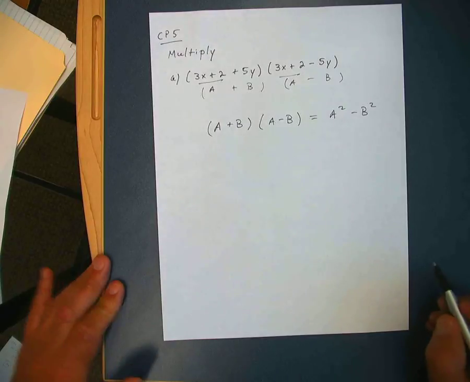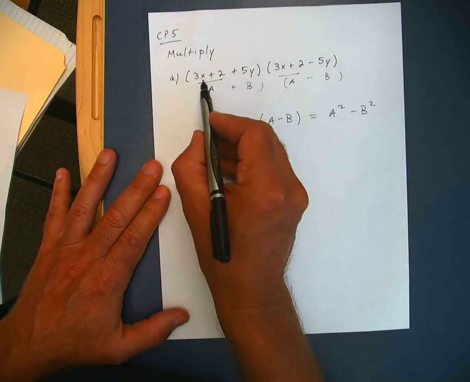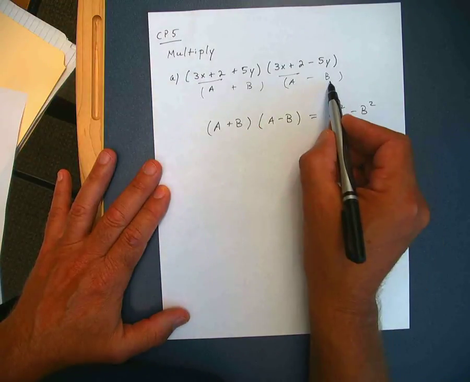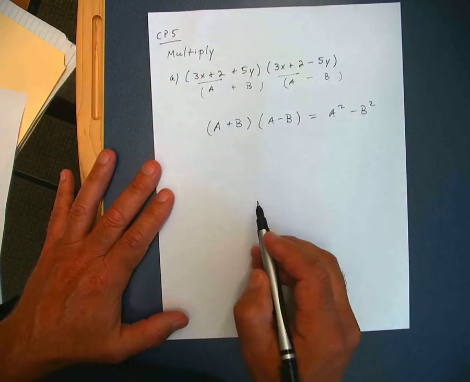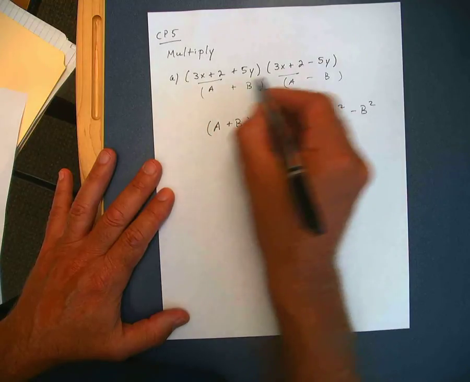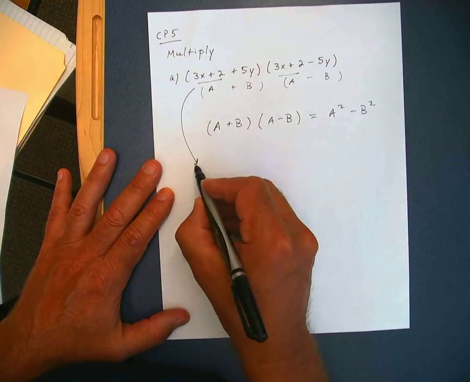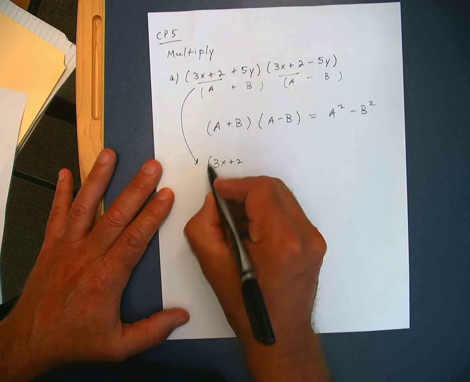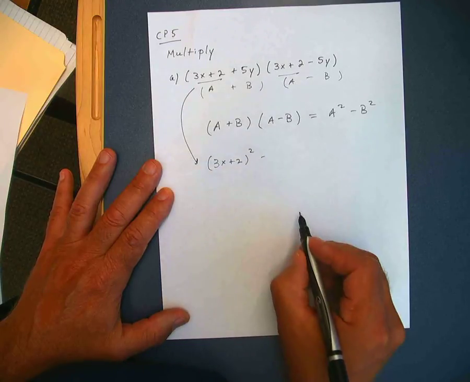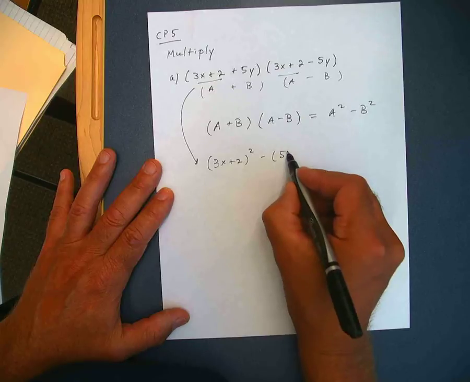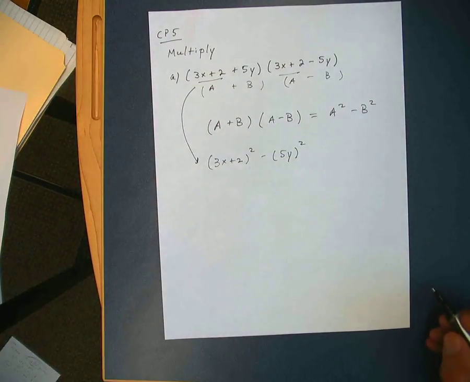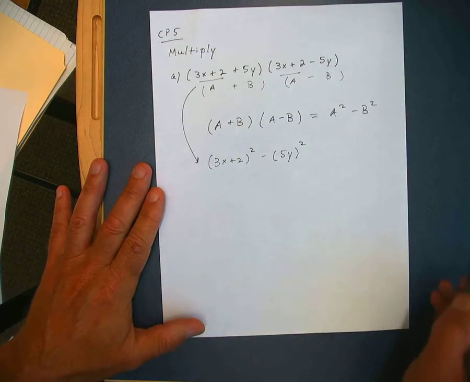So what we should be able to do is just square a and then square b and subtract it from a squared. So multiplying those two polynomials, I should be able to do this as 3x plus 2 squared minus 5y squared. So that's the way I'm going to do this. I'm going to multiply these out and see what we get.